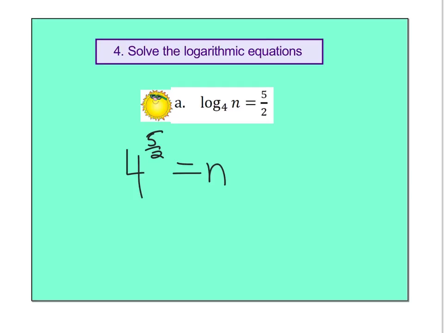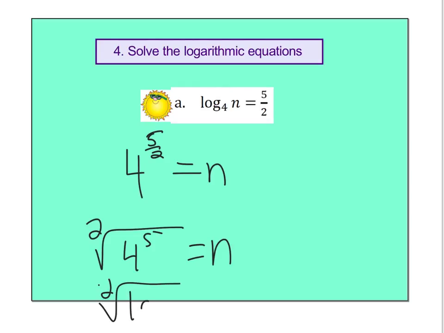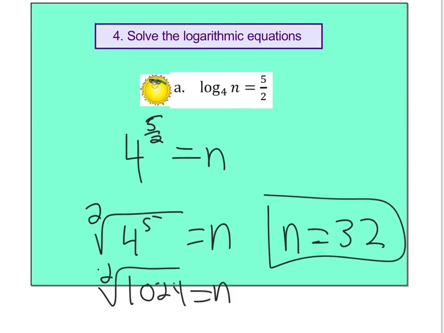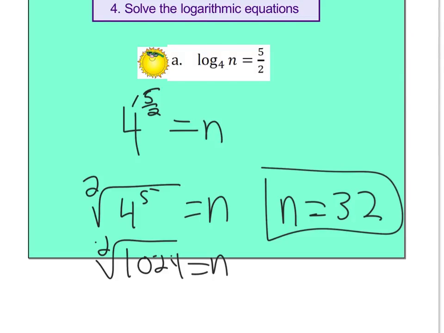So now what this is saying is take the square root of 4 to the 5th, and that equals n. So 4 to the 5th is going to be 1024. So then when I square root that, n will equal 32. There's my answer. Okay, so notice, this is your power, this is your root. That's the rules from exponents.